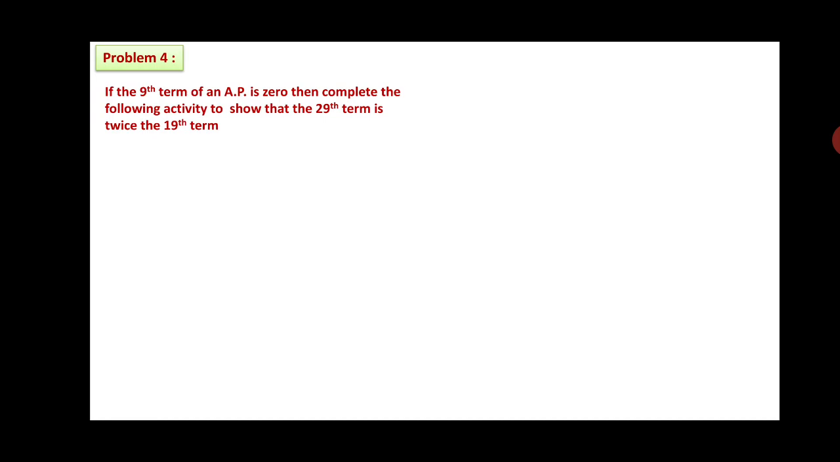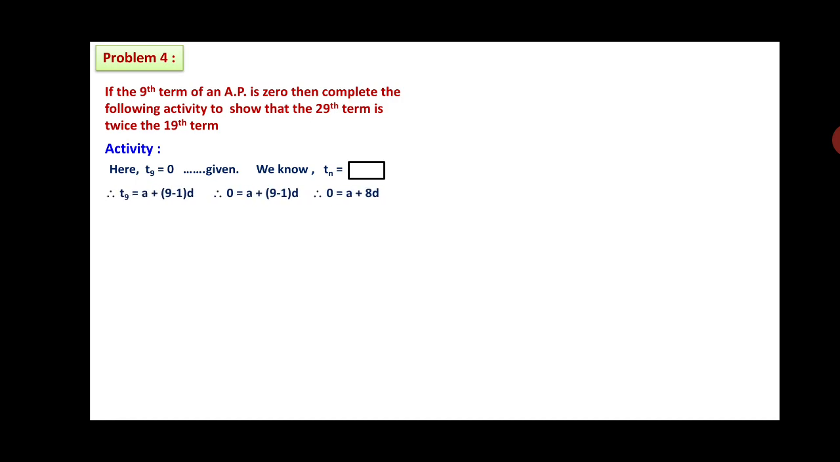Let us consider one more activity based problem. If the ninth term of an AP is 0, then complete the following activity to show that the 29th term is twice the 19th term. Friends, let us carry out the activity. Here T9 is equal to 0, given. We know that Tn is equal to, you have to write, T9 is equal to A plus 9 minus 1 into D. We have substituted the value of n, 9. Therefore, T9 is already given as 0. 0 is equal to A plus 9 minus 1 into D. Therefore, 0 is equal to A plus 8D. Therefore, A is equal to what the value comes, that you have to write, first equation.